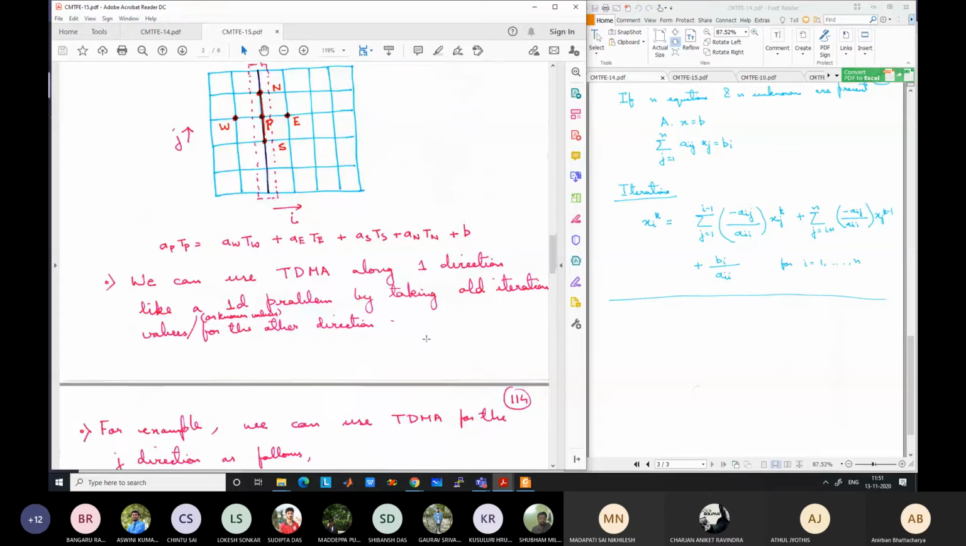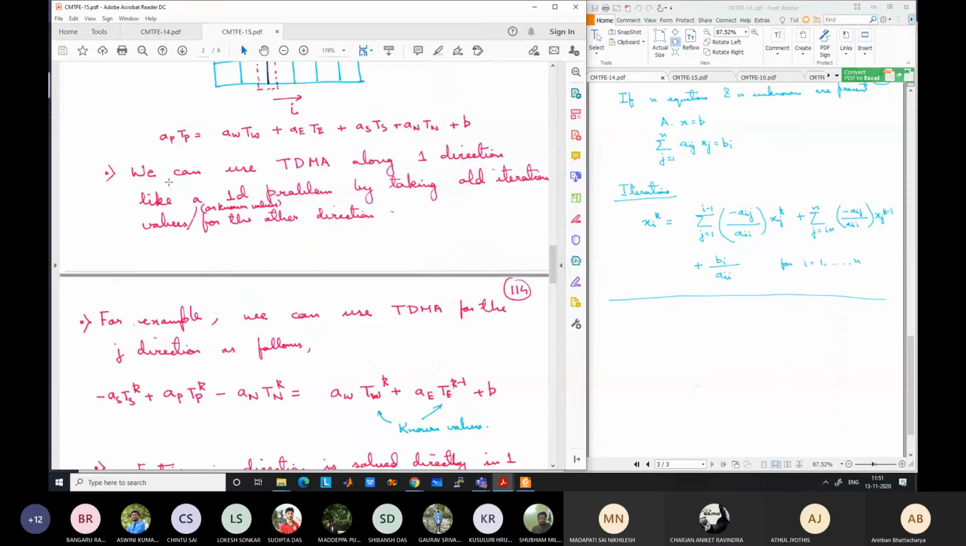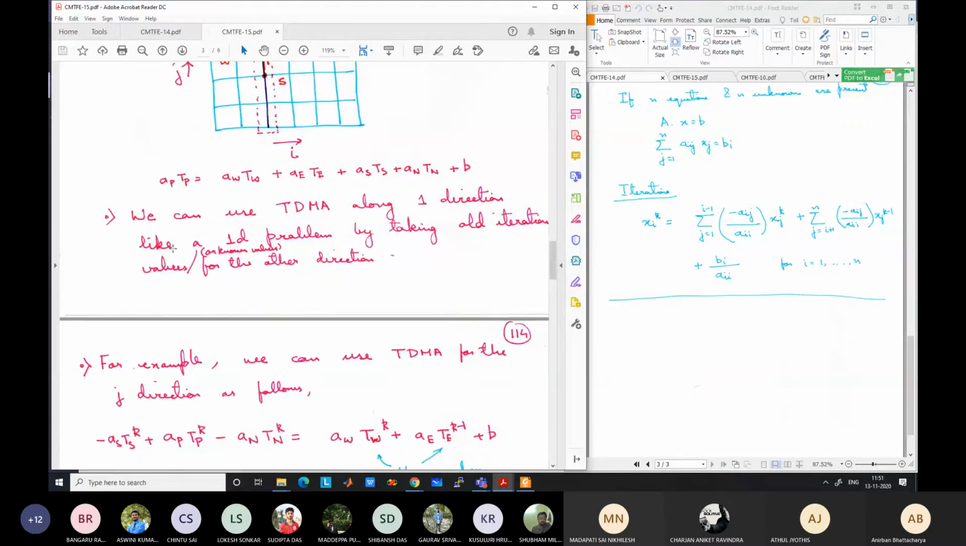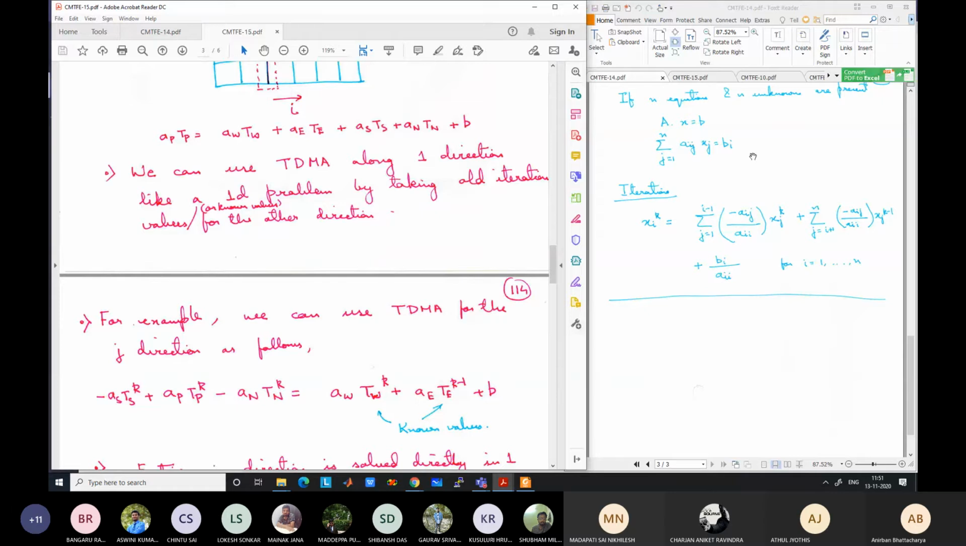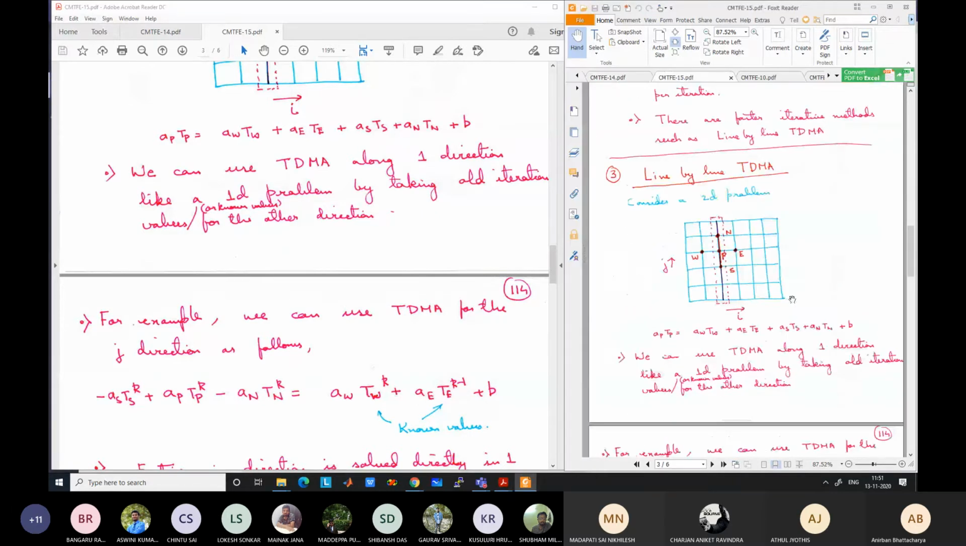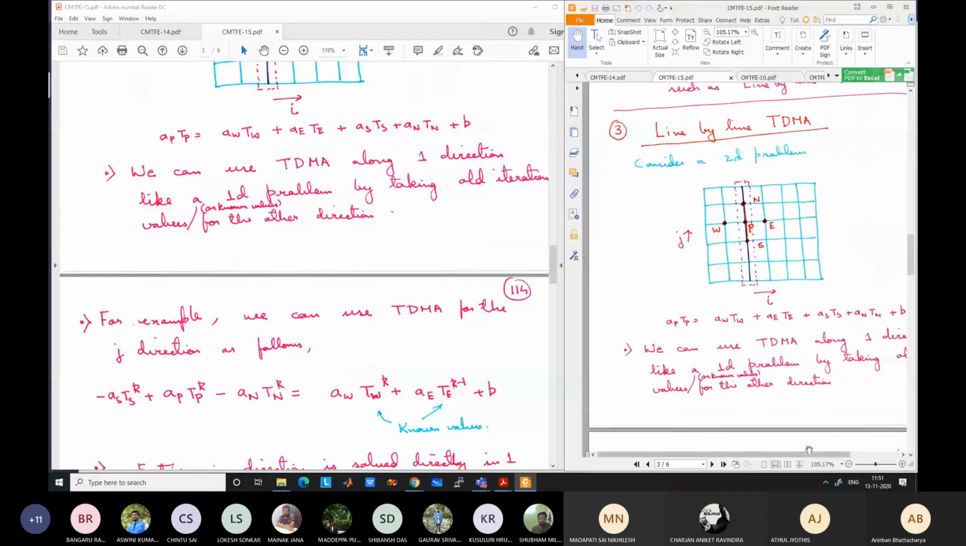In this way, we can break down the equation. I have written the same thing here. We can use TDMA along one direction, like a 1D problem, by taking old iteration values or known values for the other direction. Let me keep the diagram open here for reference.